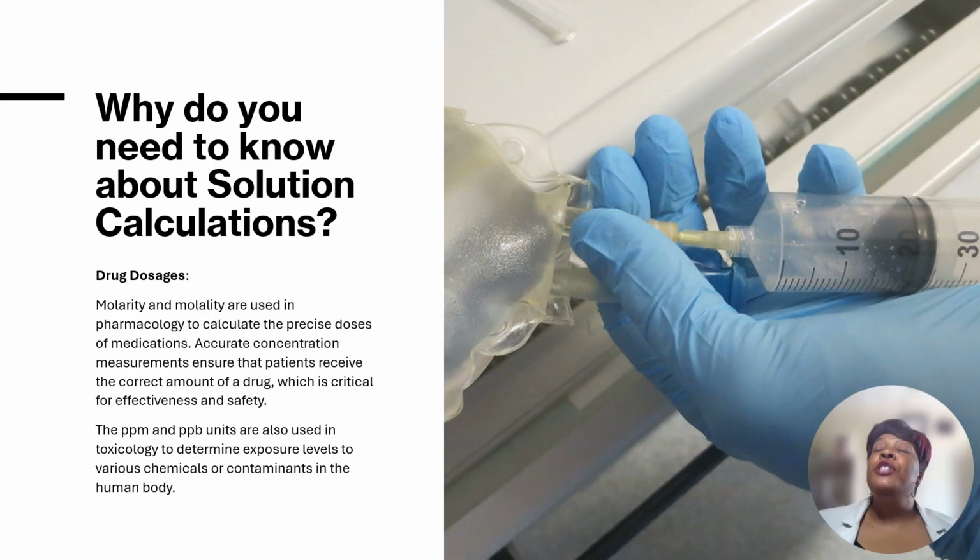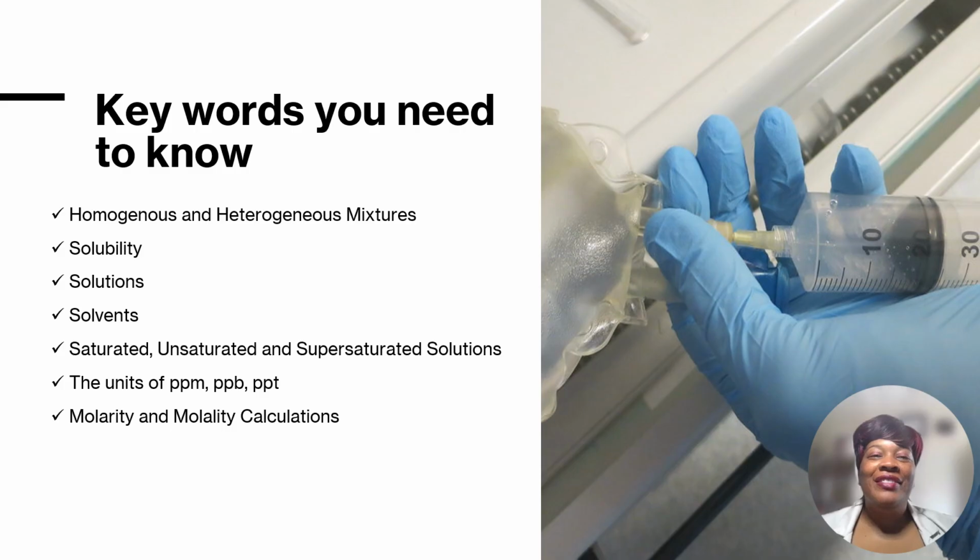Now, there are several different units you all will have to know about, such as parts per million and parts per billion. Those units are used in toxicology to determine exposure levels to various chemicals or contaminations in the human body. Now, when we go through these calculations in part 2 of our videos, I'm going to show you exactly how to know what they're giving you, what's required, and how do you go about applying those calculations. So let's continue our conversation.